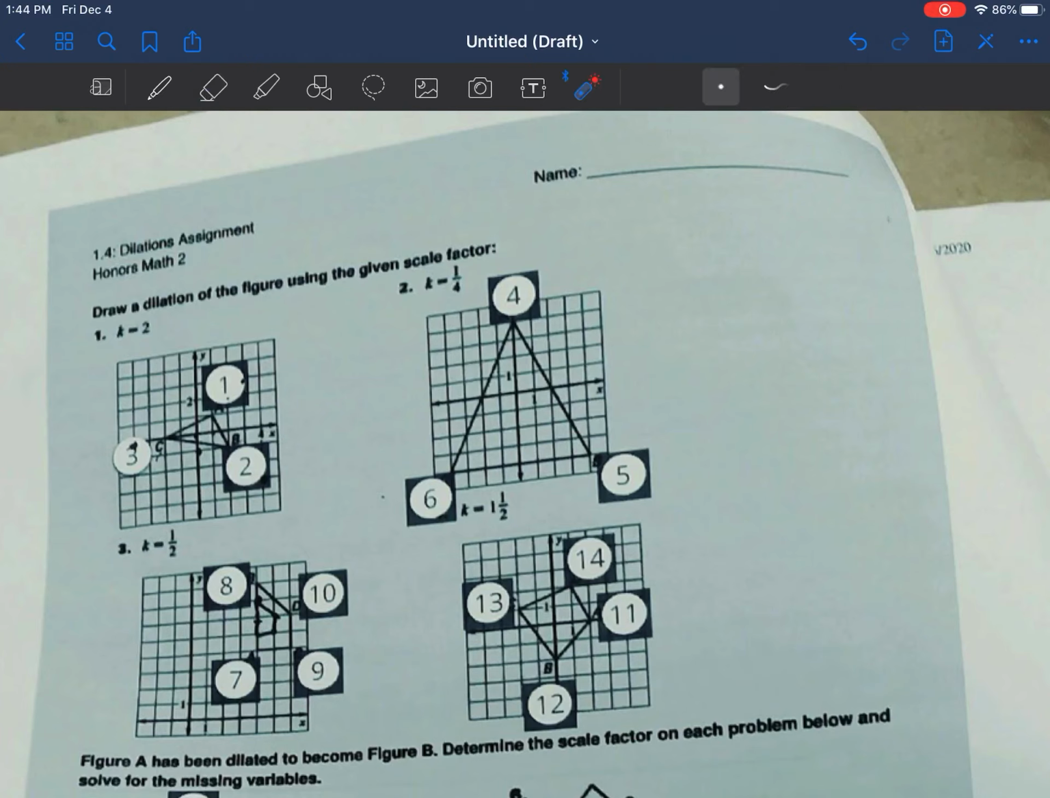For number 3, we're dealing with this point here. I'm going to pull off the coordinates. I go left 2, and I don't go up or down. I just go left 2. So the coordinates of that point are negative 2, 0.